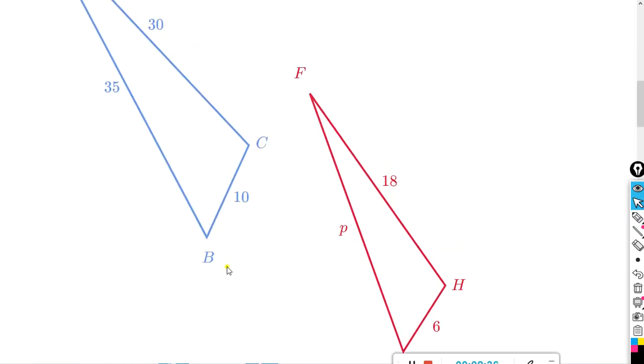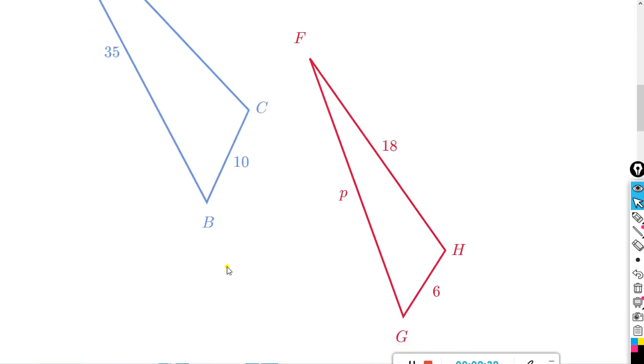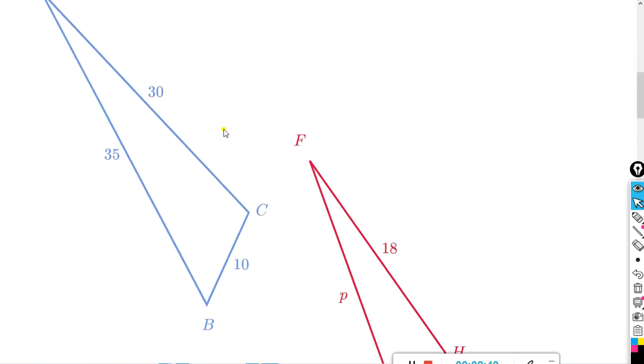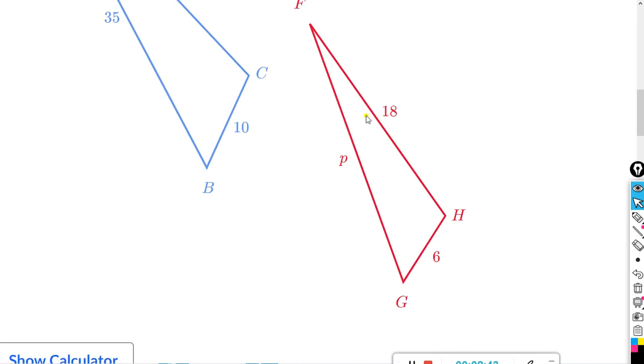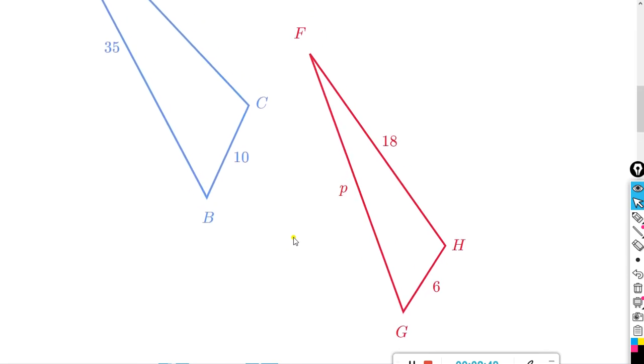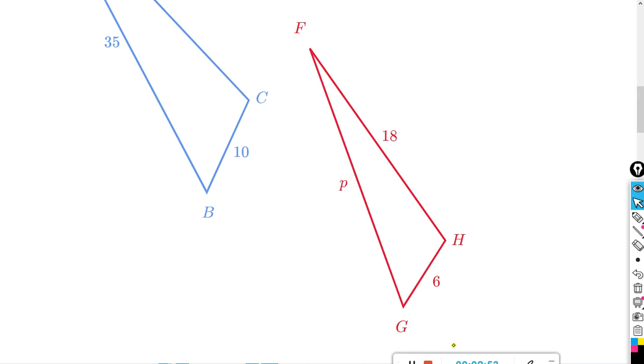They give us the drawings of the two triangles, and notice all 3 sides are given here, and 2 out of 3 sides are given here. We're only missing 1 side length out of the 2 triangles. So I am going to start with the missing side length. The missing side length here is P, and that's side length FG. So I'm going to start with FG.